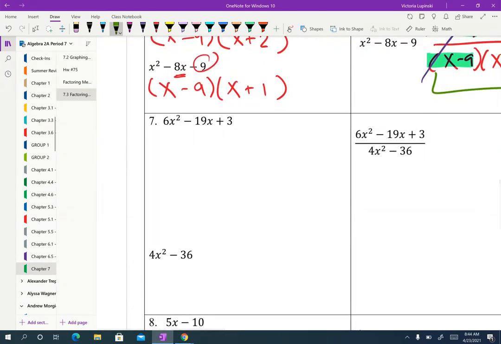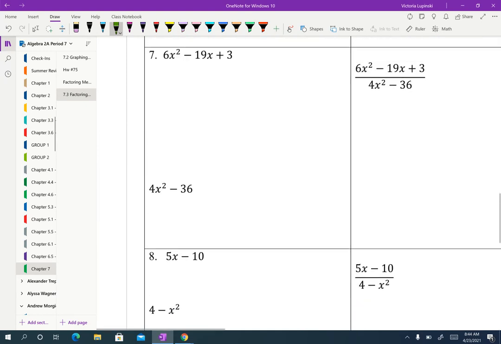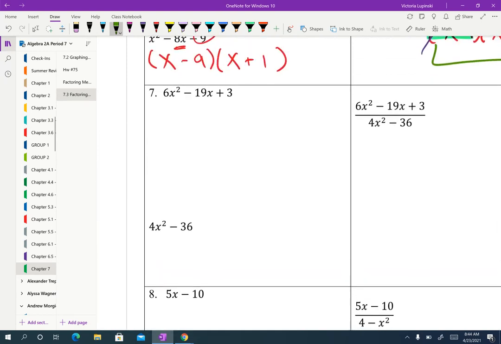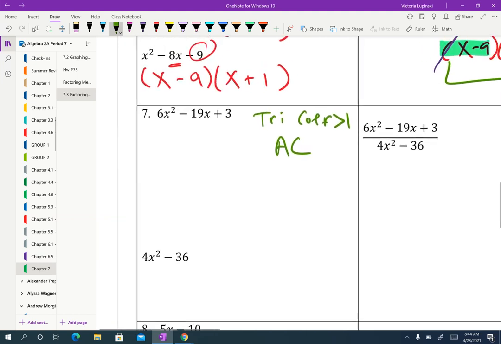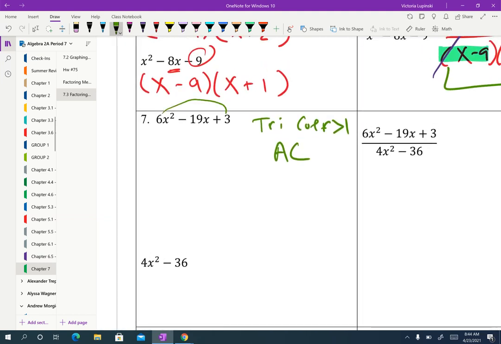Our last 2 examples here, or last 3 rather, focus on some more of the challenging methods. So here in number 7, notice that you have a trinomial, but notice that you have a coefficient that's greater than 1. So that means you're going to have to use our old friend, the AC method. As a reminder, the AC method says you're going to multiply the A times the C. So 6 times 3 is 18. You need two numbers that multiply to be 18 and add up to be negative 19.